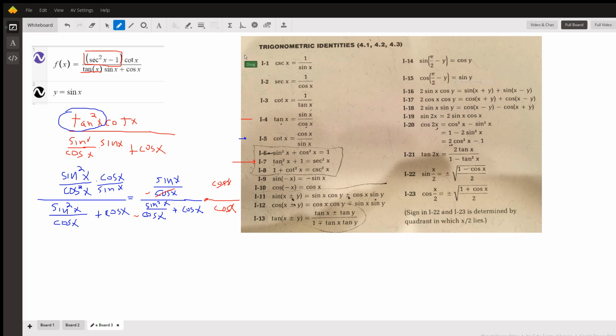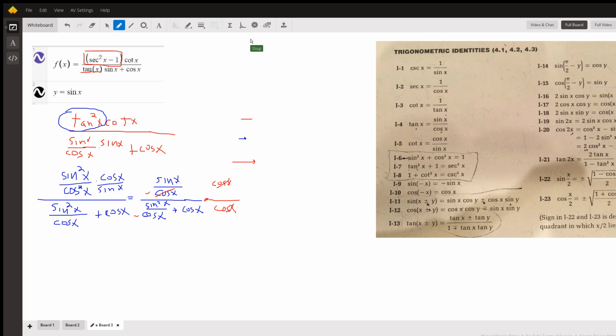Let me move this out of the way here. And so I've got sine of x in the numerator. And in the denominator, I have to distribute this cosine of x times each term in the denominator. So when I take this times the first term in the denominator, the cosines cancel out and I get sine squared. And when I take this cosine times this second term in the denominator, I get cosine squared.